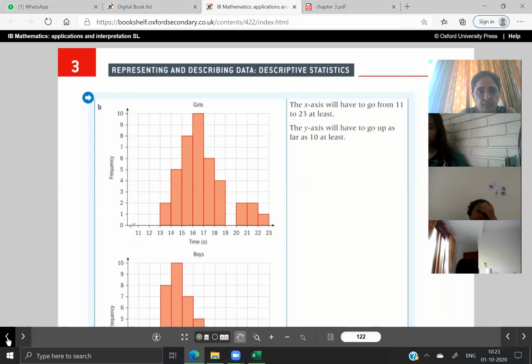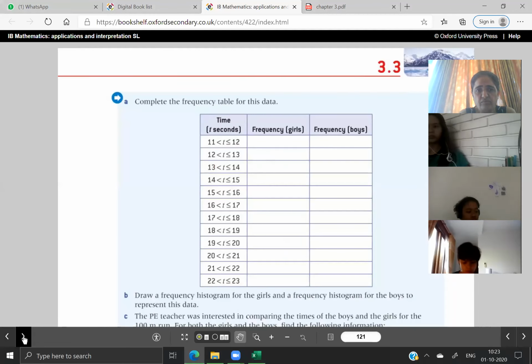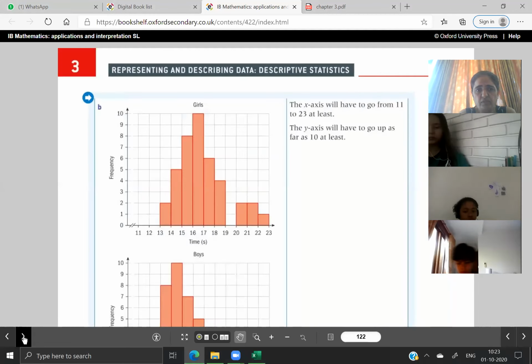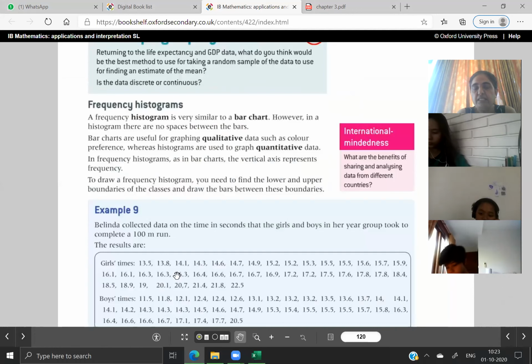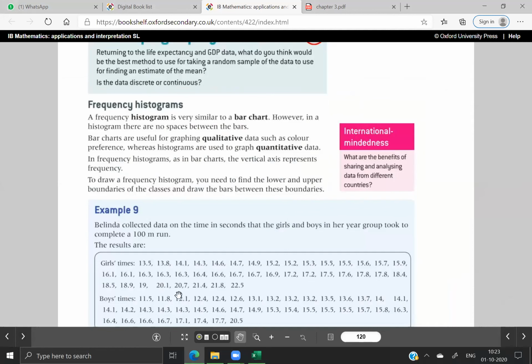So this is a picture of a histogram. Now, here we are. A frequency histogram basically is similar to a bar chart. So as you can see on your screens, a particular data is given to me here.